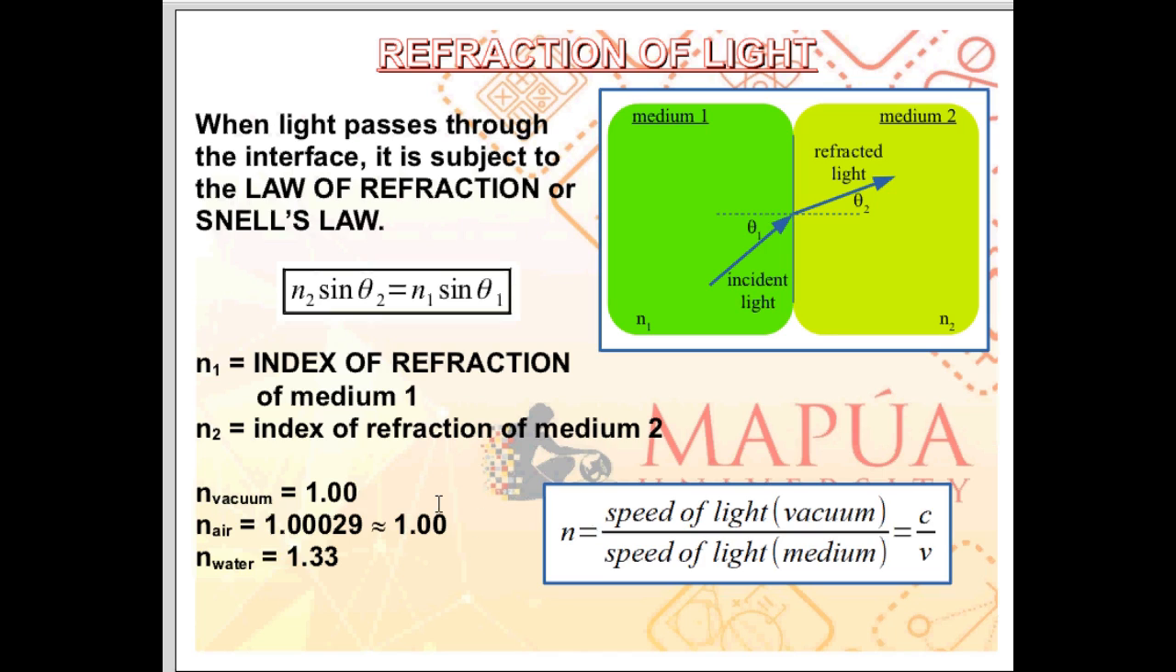Here are some examples of values of the index of refraction. You have the index of refraction of vacuum, index of refraction of air, and index of refraction of water. As you can see, index of refraction is a unitless quantity. It does not have any unit. Speed divided by speed, the unit cancels out.